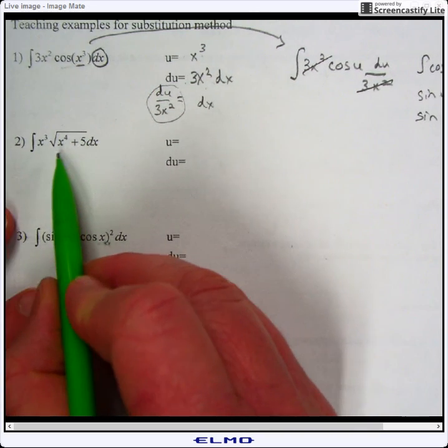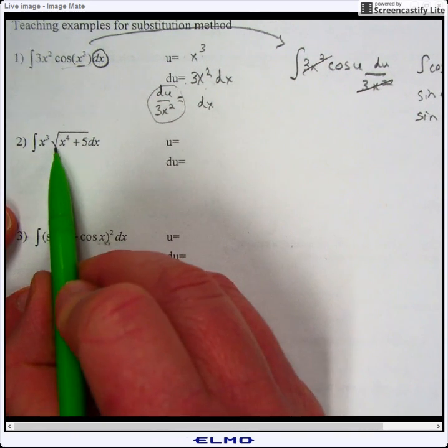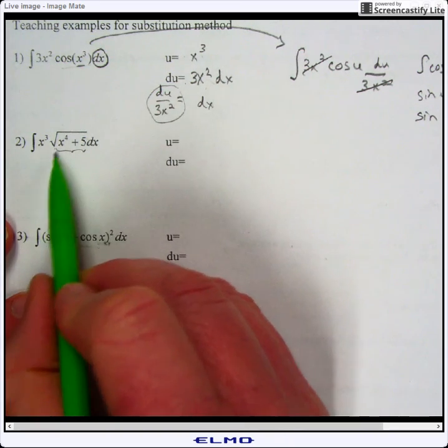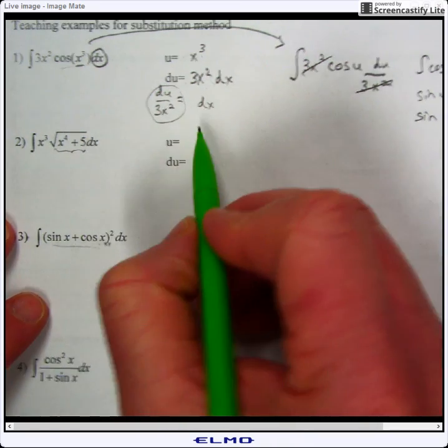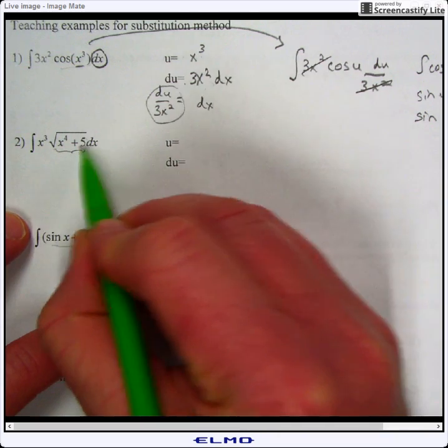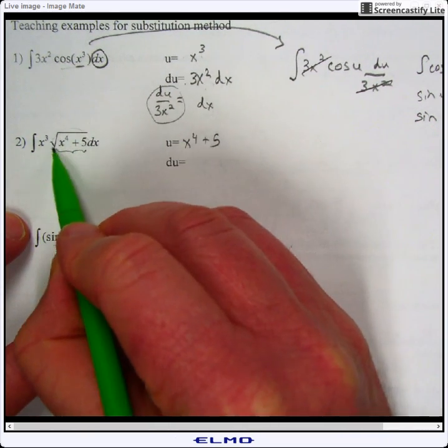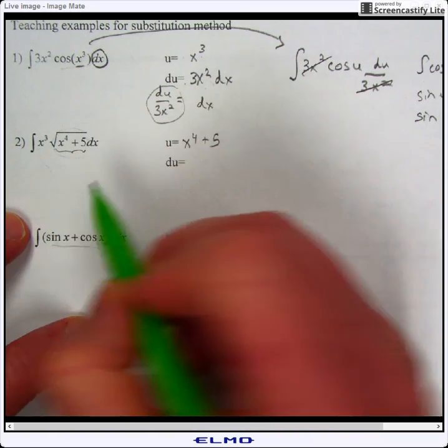Strategy. We have a radical here. So a strategy for u substitution is to let quantities equal u. That is a quantity. Okay, and then see if we can substitute. So the quantity, x to the fourth plus 5. You rarely let the whole thing equal u. If you're going to do that, you wouldn't need substitution.